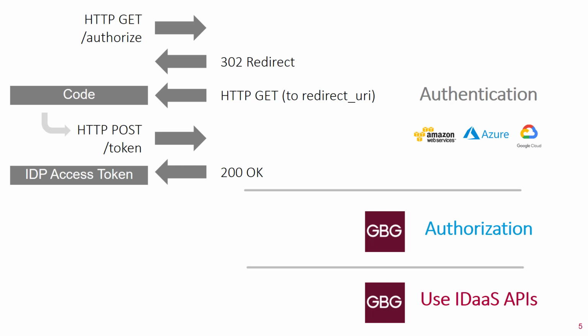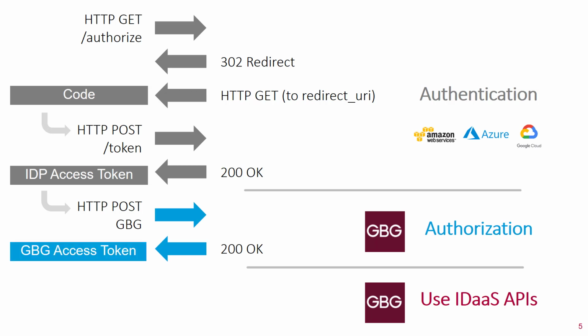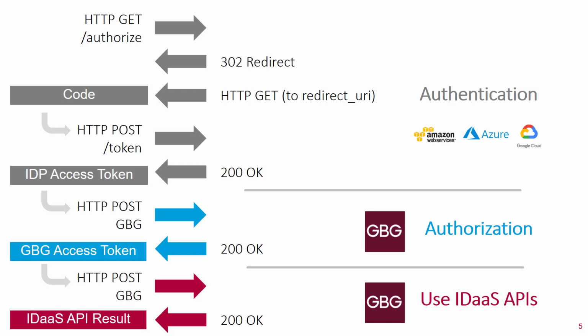Next, we're at the authorization phase, and that access token can be sent to GBG. You'll get back a GBG access token in the 200 OK. Now you're free to make any API calls, provided you attach that access token. To summarize, after you access the single sign-on page, Microsoft or Amazon or any other provider will return a code. That code is sent back to the provider to get an identity provider, or IDP, access token. That token is sent to GBG to fetch the GBG access token. Now you can use that token multiple times to issue IDaaS API queries and get back responses.